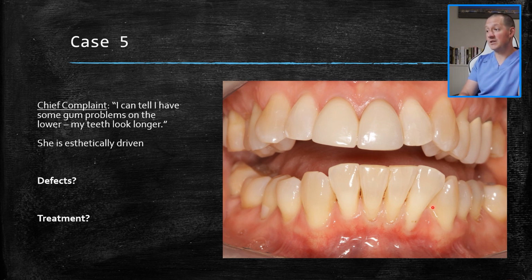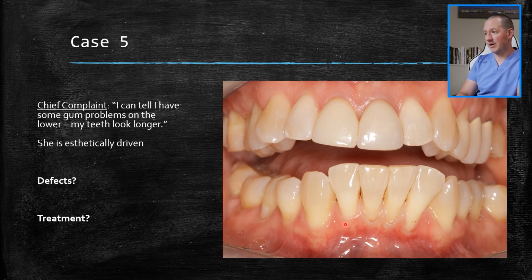The recession didn't used to be this bad, but over the past couple of years, it's gotten worse. So she has progressive recession, lack of keratinized tissue. Those are two things, boom, instantly I'm thinking, yes, we need to go ahead and treat. In this case, from a perio perspective, you could do a free gingival graft. That could be an option here.